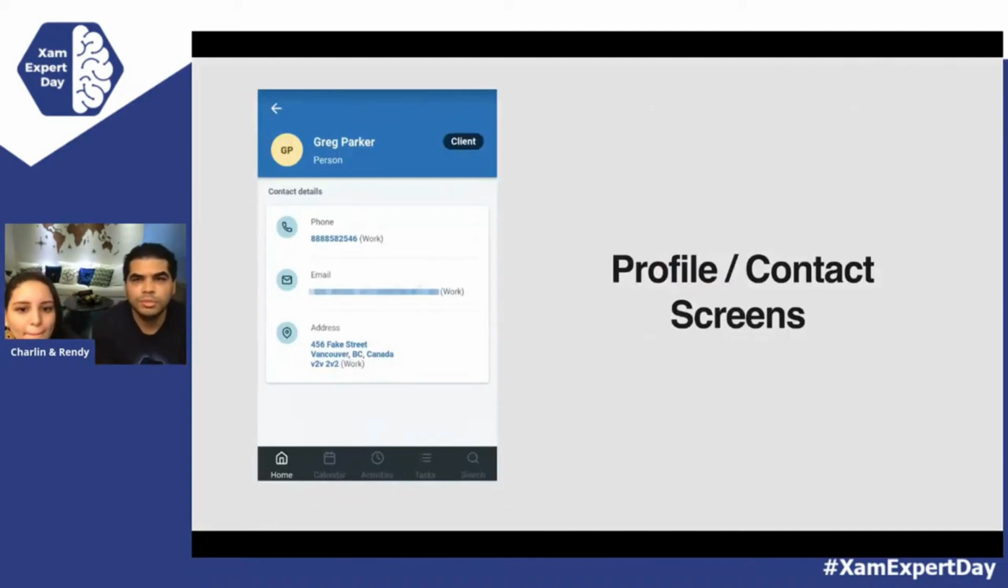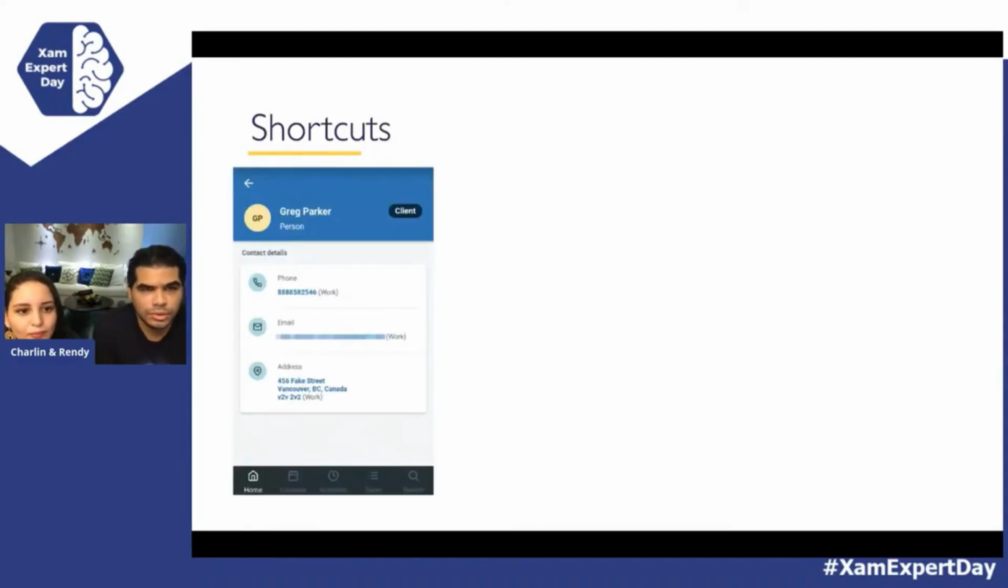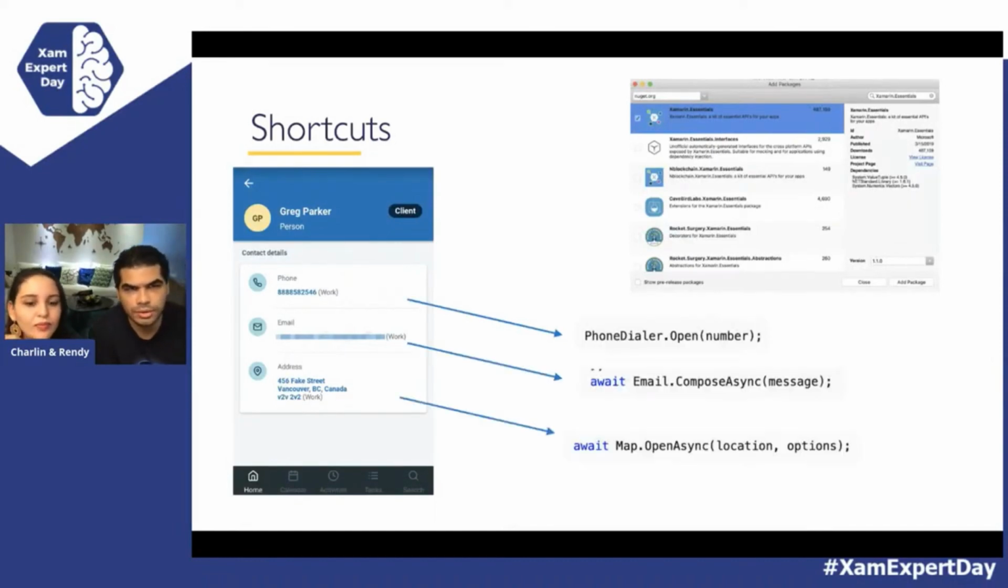The next section is profile and contact screens, how we can make that better. So one thing to consider is to use shortcuts. Let's say you are looking at a profile screen that has some contact details.